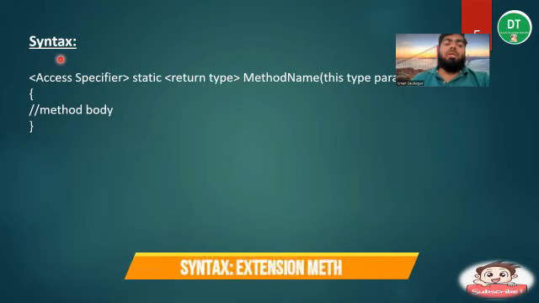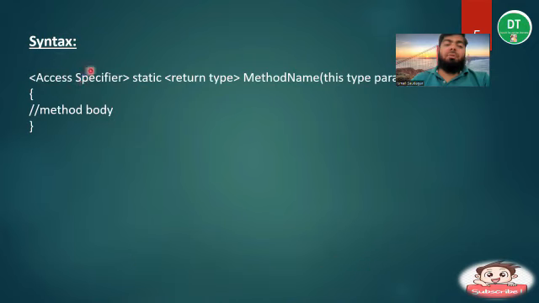Now we'll discuss the syntax of an extension method. First, the access specifier will come, which can be public, private, protected, any access specifier. After that, a static keyword will come, which is very important. After that, the return type of the method will come, a string or void or integer. Any type of data which is returned by this method will be the return type.